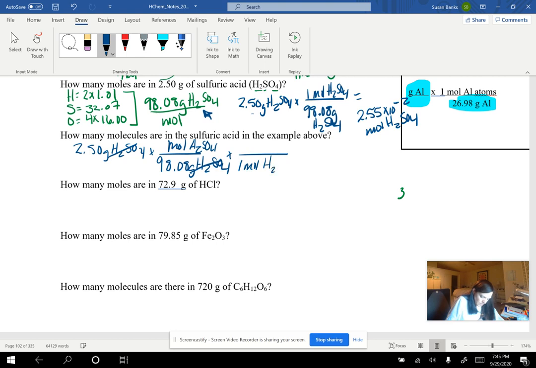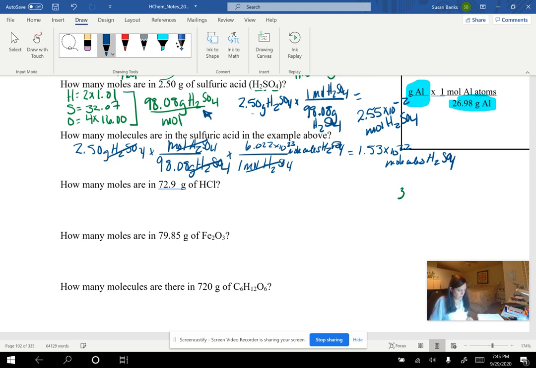So 1 mole of sulfuric acid will give me 6.022 times 10 to the 23 molecules of sulfuric acid. Okay, so my moles cancel, and now I have molecules, which is exactly what I want. So once again, I have 3 sig figs. So if I look at this and round to 3 sig figs, this will give me 1.53 times 10 to the 22 molecules of sulfuric acid.